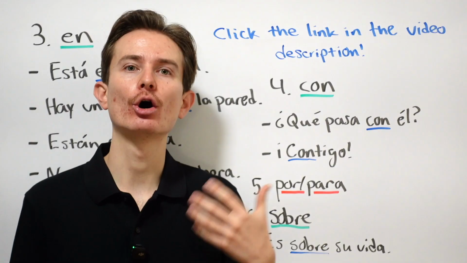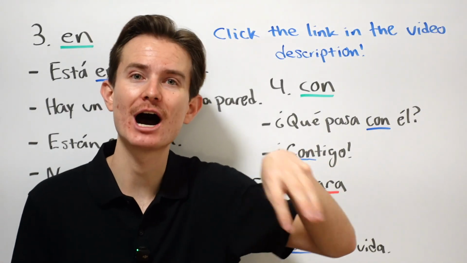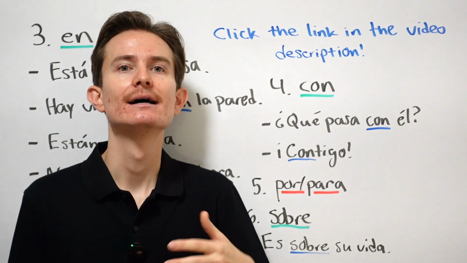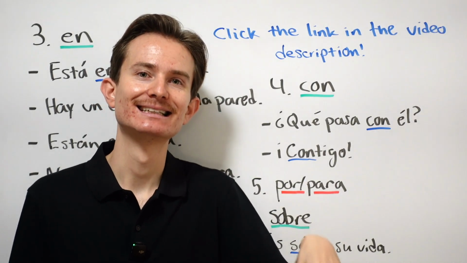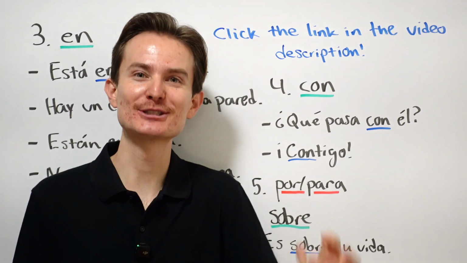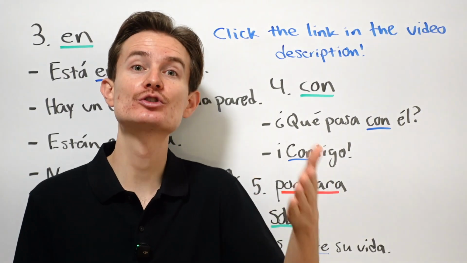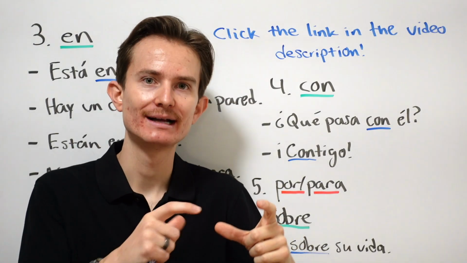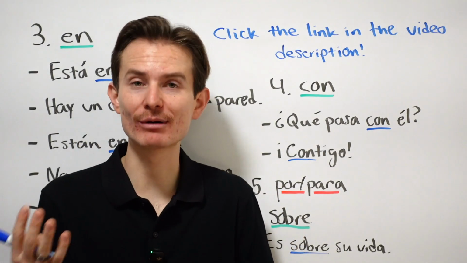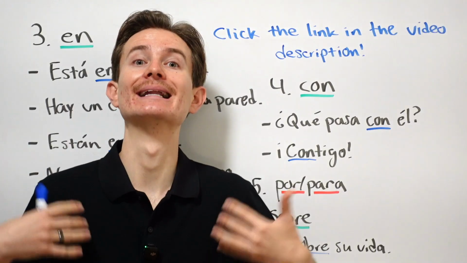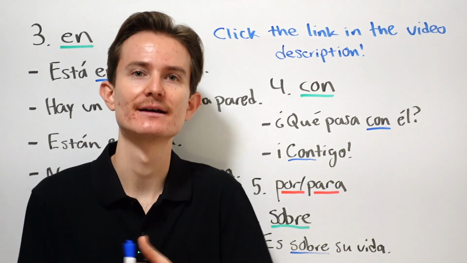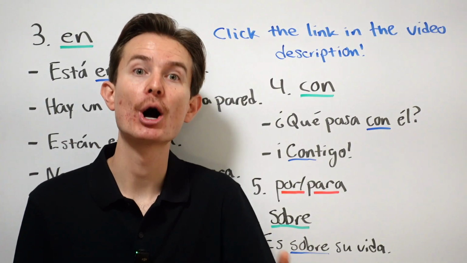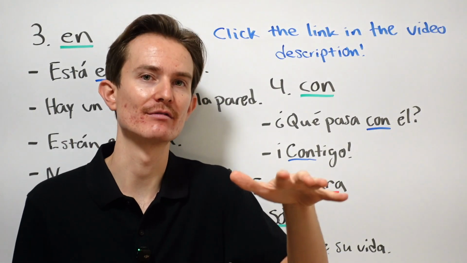Now, sobre can also mean like above or on top of something. So an example that really helped me that my girlfriend actually taught me was hay un sobre sobre la mesa. Because a sobre can also mean an envelope. And I used to get the word sobre and sobras confused. Sobras are leftovers, okay? Two very different things. So, hay un sobre sobre la mesa. There is an envelope on the table or on top of the table.